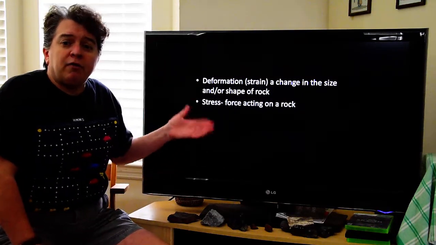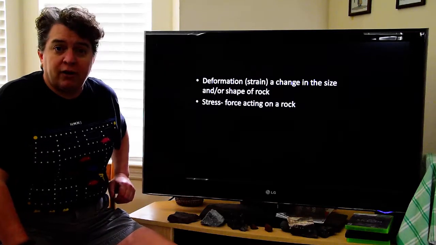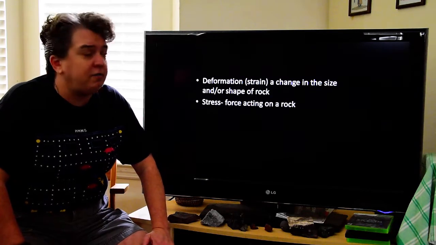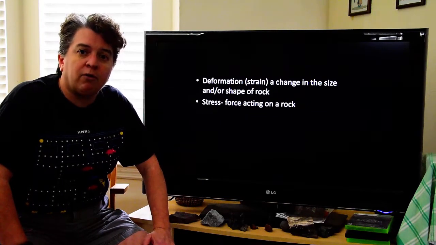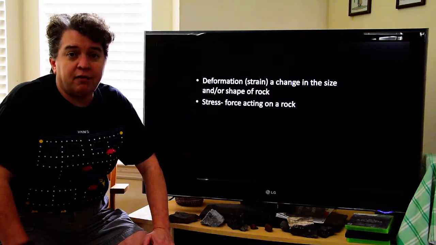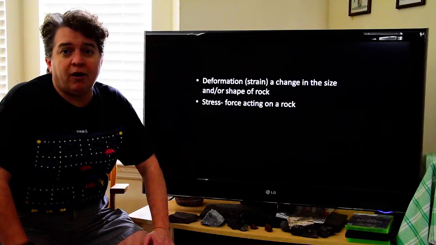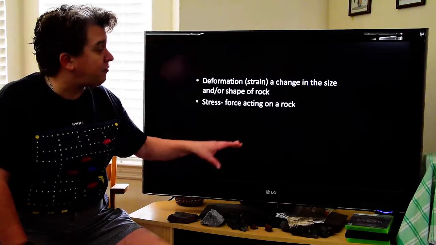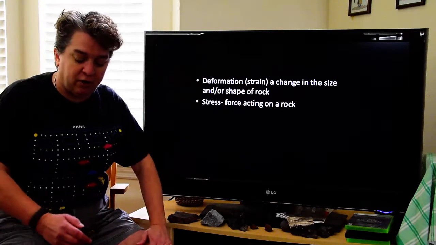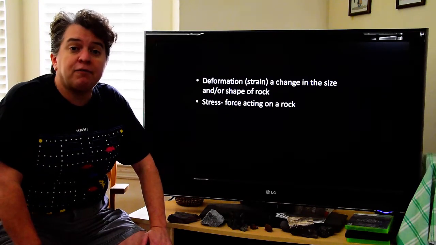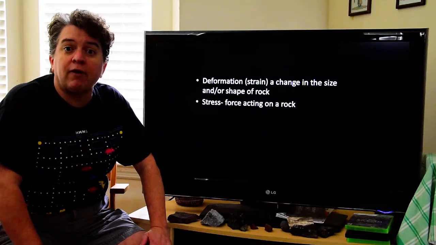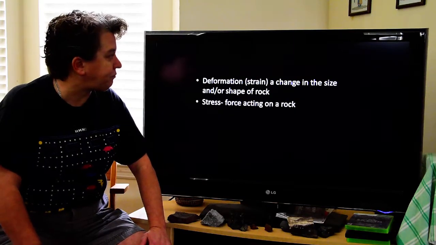So these structures are deformation. The synonym for that is strain, and deformation or strain is a change in the size and or shape of the rock. And this is caused by stress. Yes, rocks are under stress, just like we are, except for a rock, stress is a force acting on that rock, and that force is what causes the deformation. And these forces mostly come from plate tectonics, basically the plates moving around and interacting with each other.